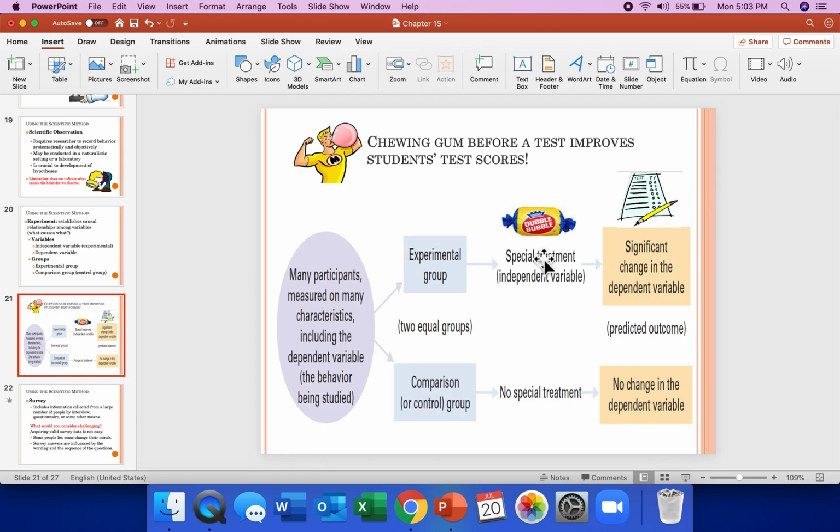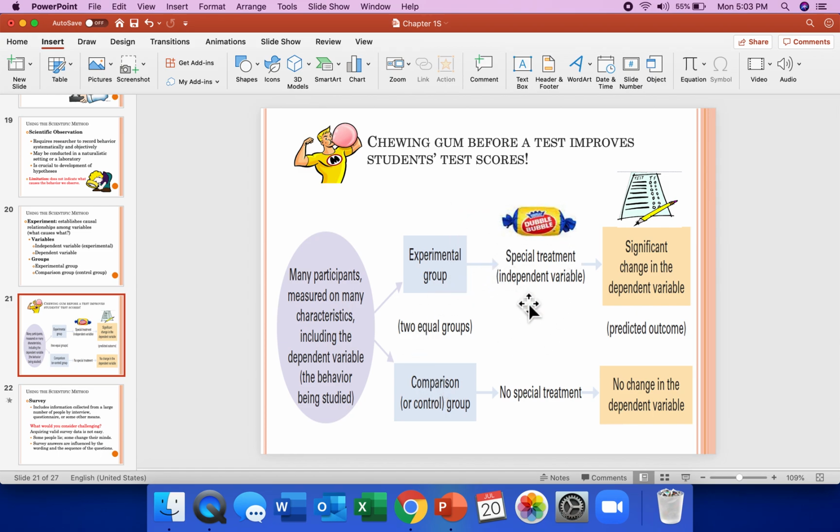So let's take, for example, this experiment, which actually was conducted, is chewing gum before a test, something that could improve the students' test scores. So many students participated, and they were placed into two groups. One group was the experimental group, and another group was the comparison group. Of course, you need to make sure that both of them are made up of the same mix, gender-wise, socioeconomic status, age, all of those things need to be neutralized.